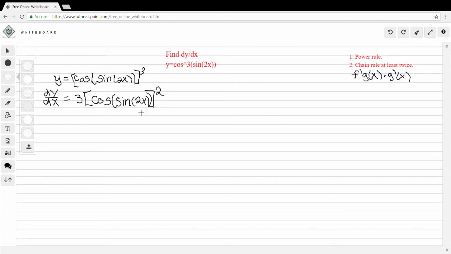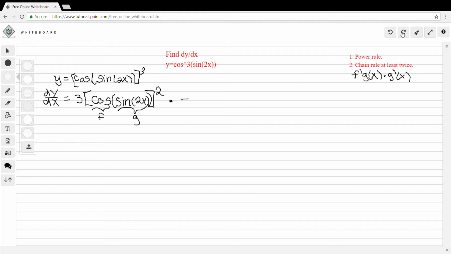In order to take the derivative of that, we're going to have to use the chain rule at least twice. So the cosine is our f, and our g is sine of 2x. We're going to use it twice around here where the sine 2x is.